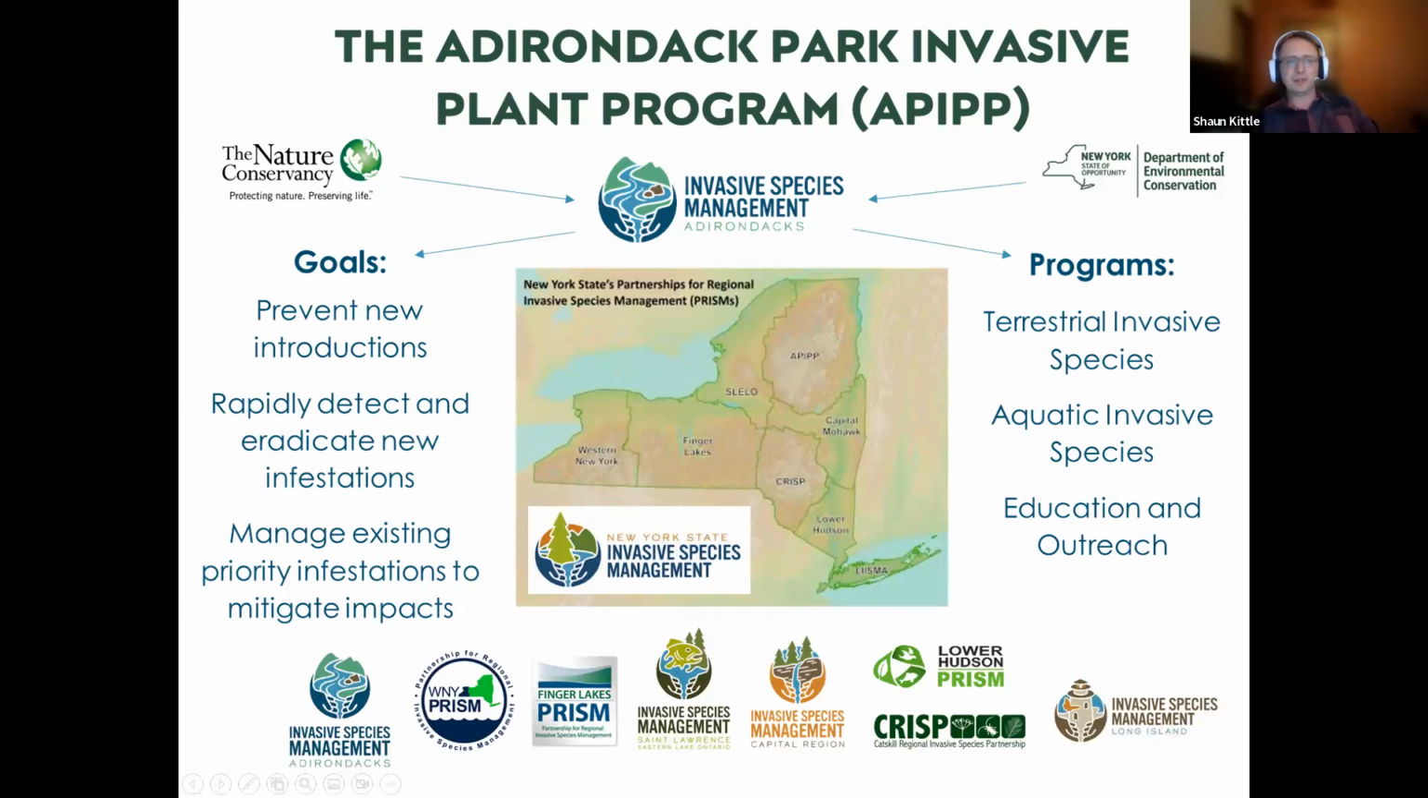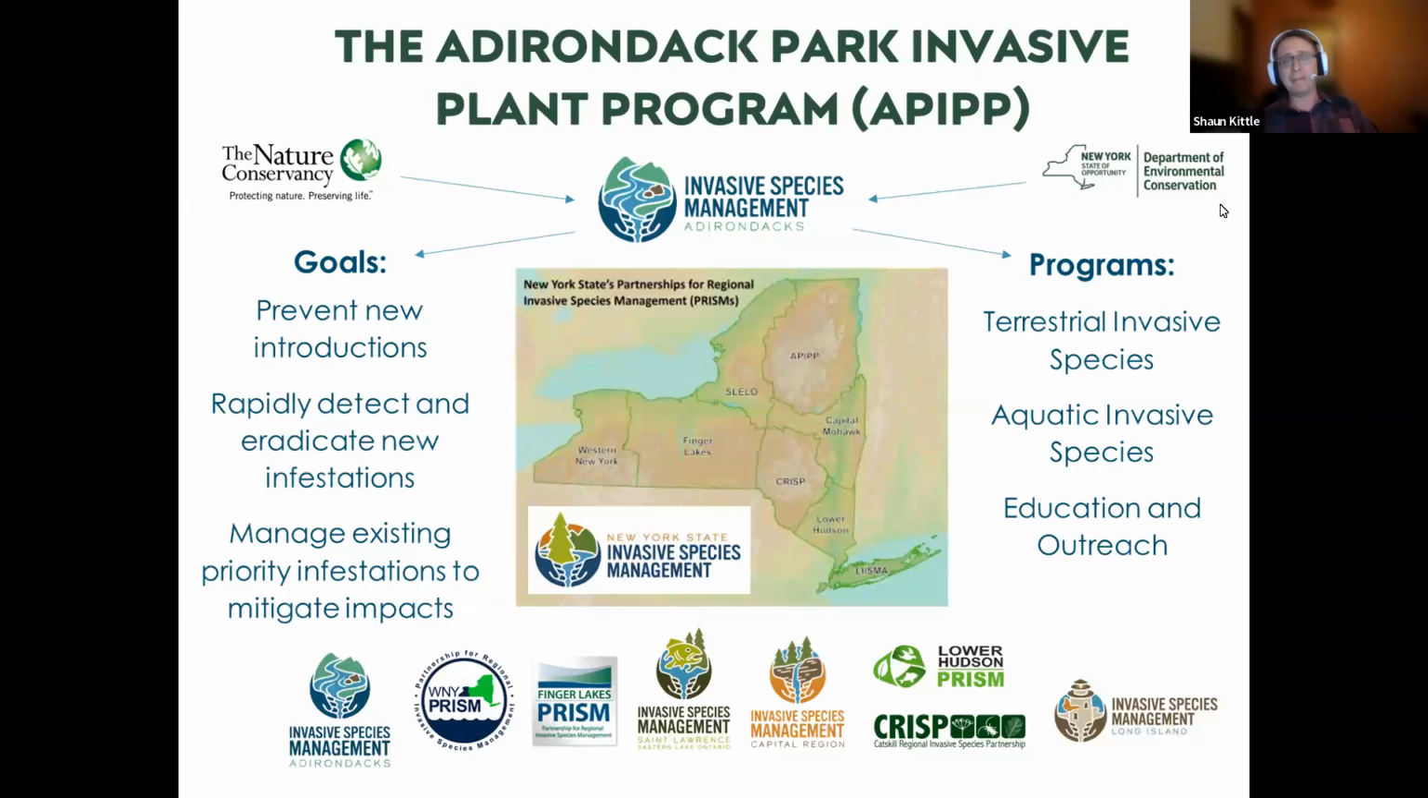So APIP's goals include preventing new introductions of invasive species, rapidly detecting and eradicating new infestations, and then managing existing priority infestations to mitigate their impacts. These goals tie into transportation because our road corridors are often areas for invasive species introduction. As you can see on the right there, APIP has 3 main areas that support the goals. We have terrestrial invasive species programs, we have aquatic invasive species programs, and we have education and outreach programs, which is my world. That's what I spend a lot of time doing.